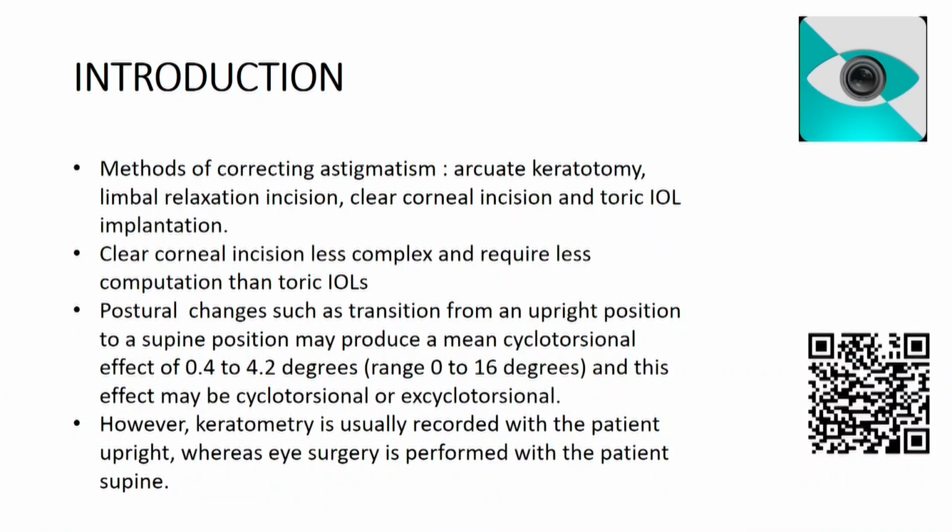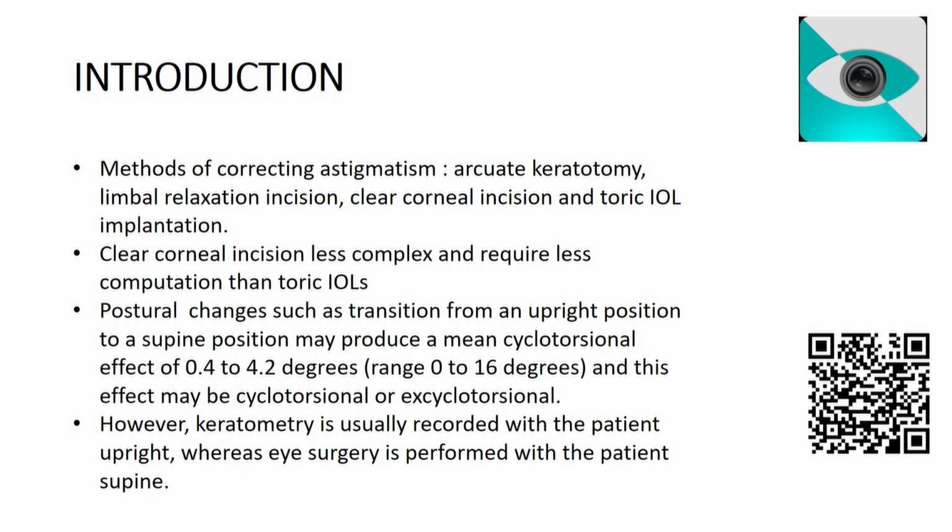The reform of cataract surgery from vision restoration to refractive surgery is widely accepted, because refractive surgery offers more precise surgical design and faster restoration of functional vision. There have been many methods of correcting astigmatism, which include arcuate keratotomy, limbal relaxation incisions, clear corneal incisions, and toric IOL implantations. But clear corneal incision is less complex and requires less computation than toric IOLs.